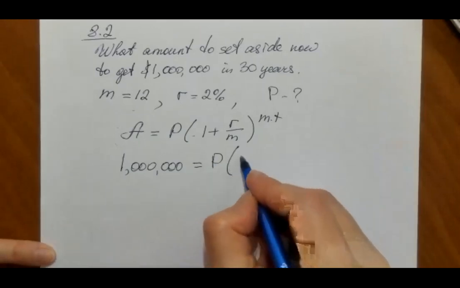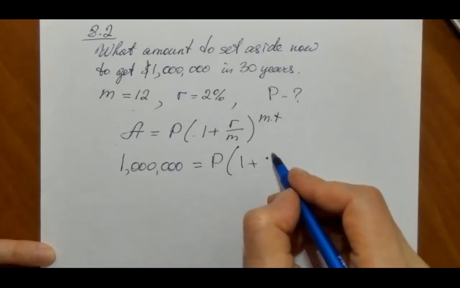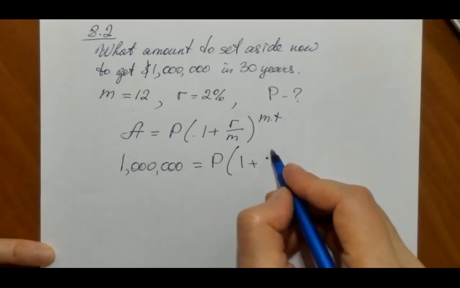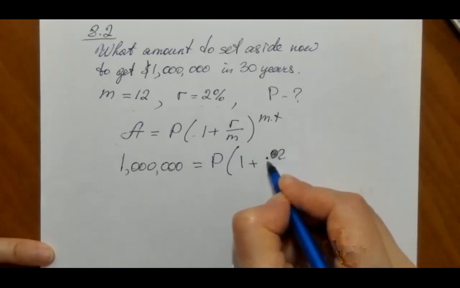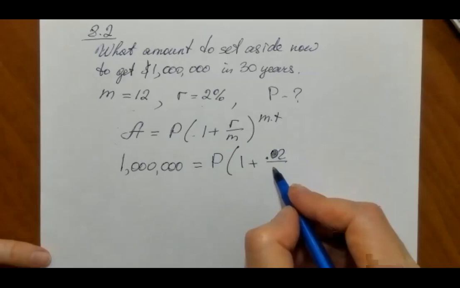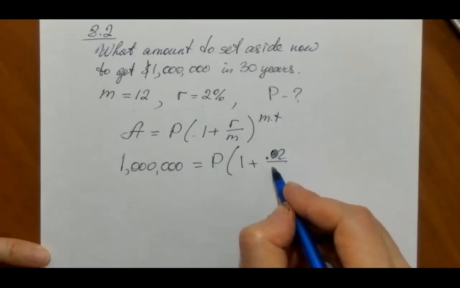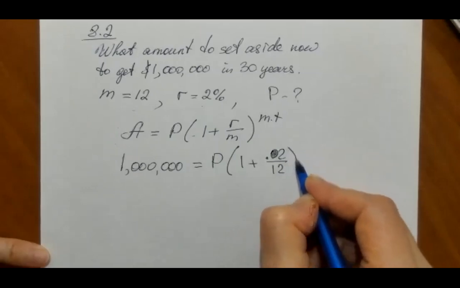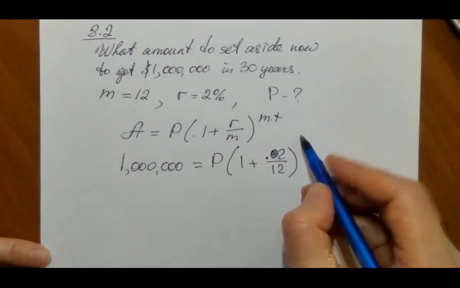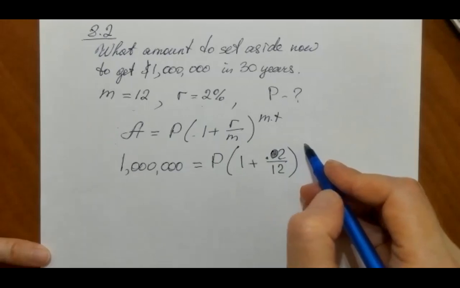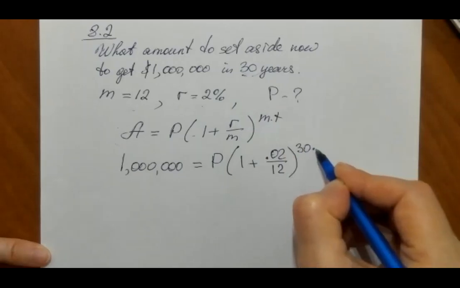In the parentheses, we have the sum 1 plus r. r must be represented in decimal form, not 2%, but 0.02. Account is compounded monthly. It means m is 12. We divide by 12. And the time t must be also multiplied by 12. t is 30 years. 30 times 12.